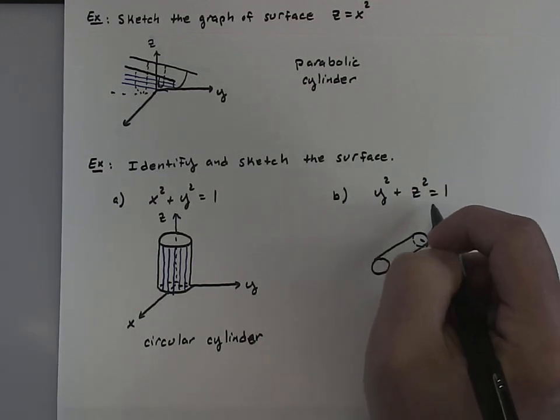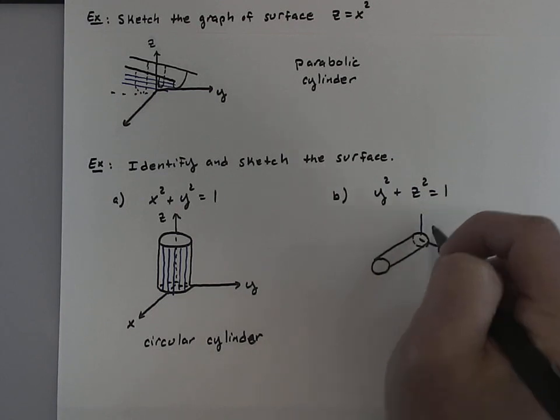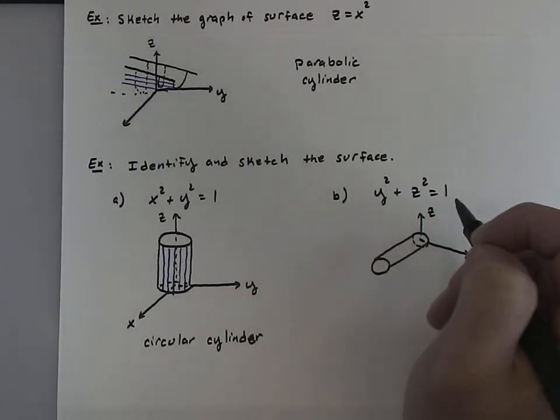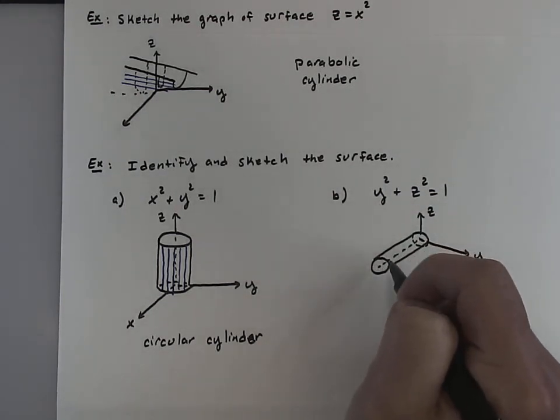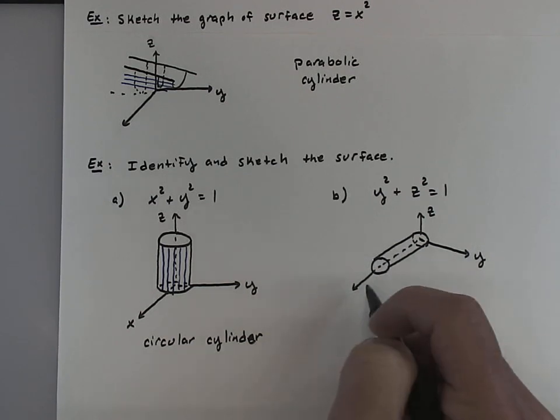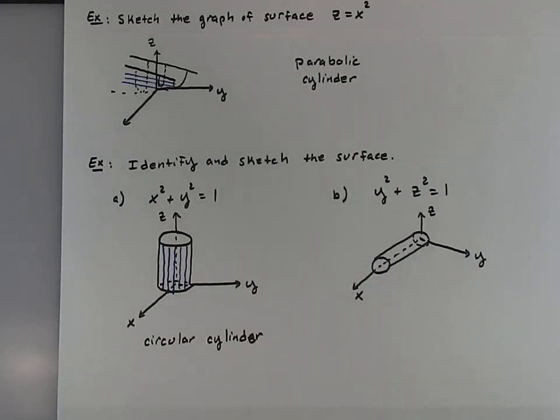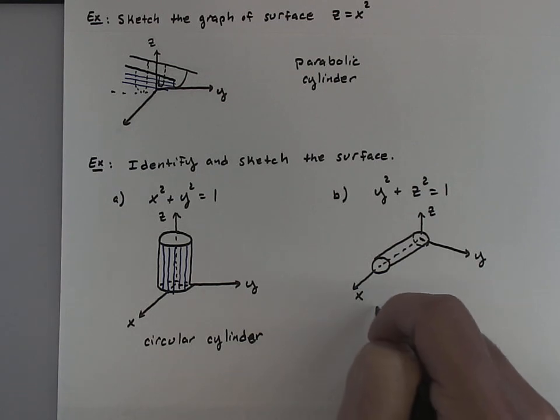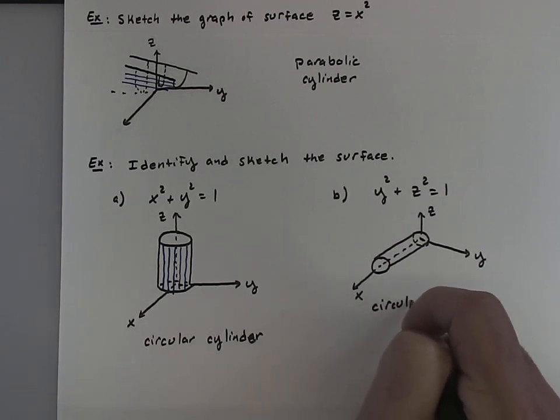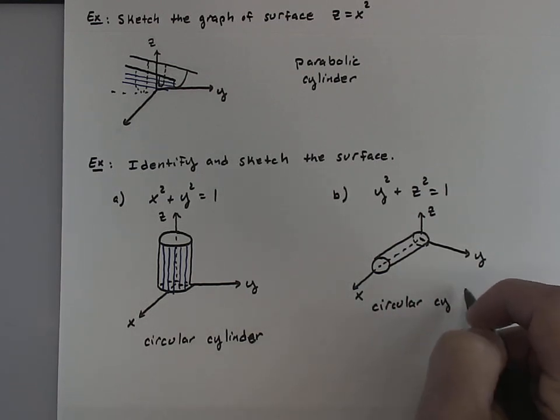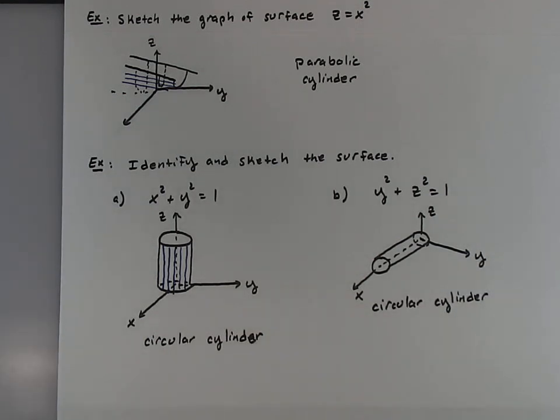So here's y, here's z, and then that's your x-axis. So this is a circular cylinder where the axis is the x-axis.